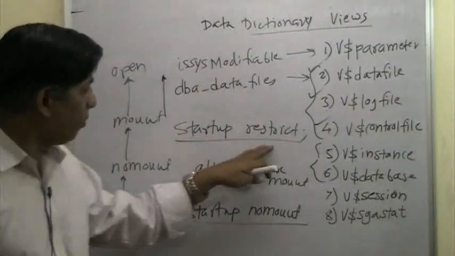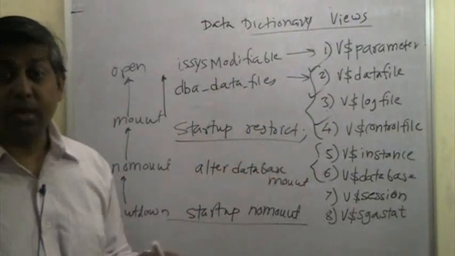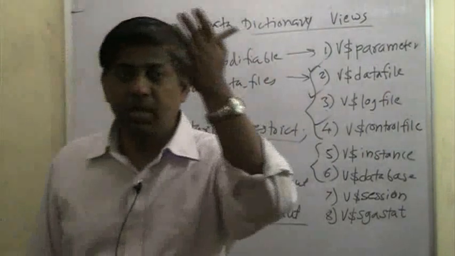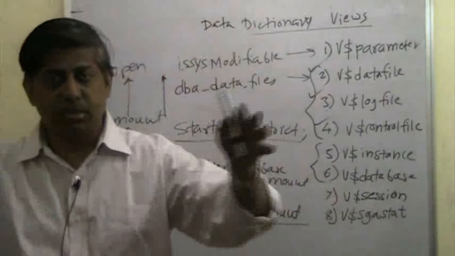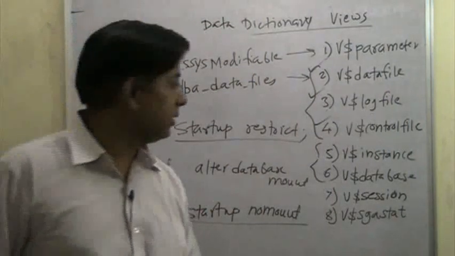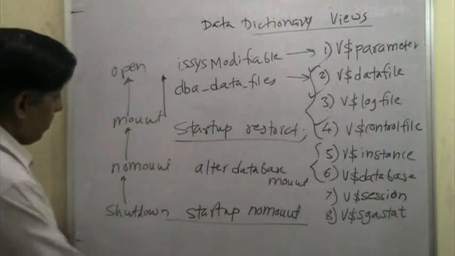So why would somebody open the database in restrict mode? Maybe he would like to do this. This command is executed very frequently during an upgrade from 10g to 11g or something like that. Nobody should connect, but I am going to do certain operations. So that is when these things are executed.